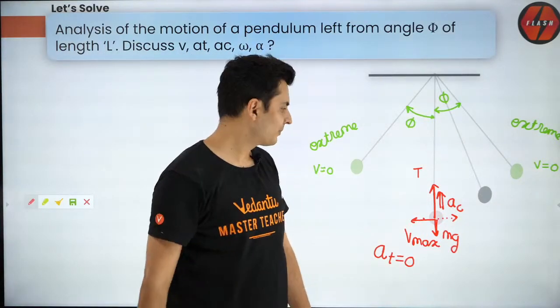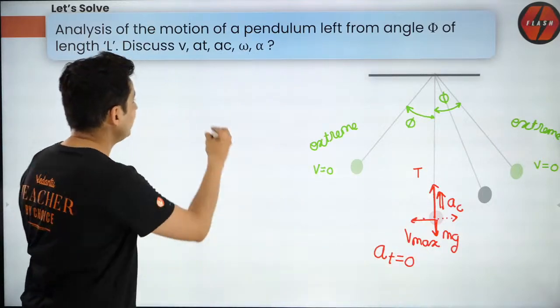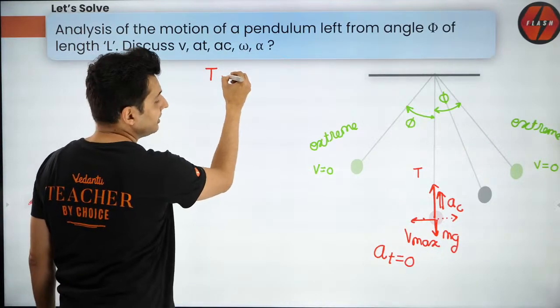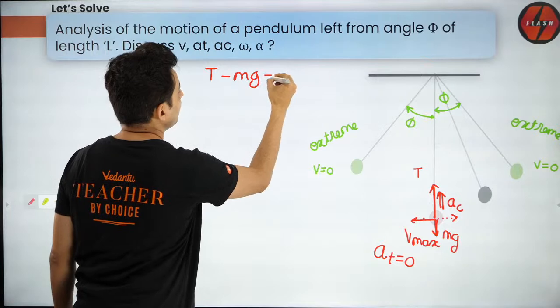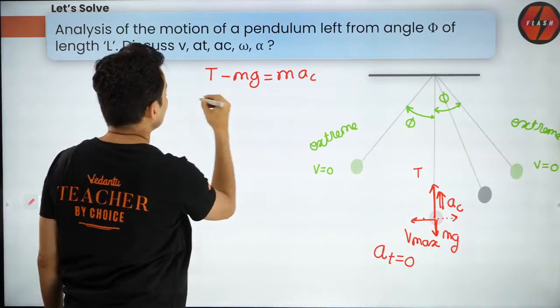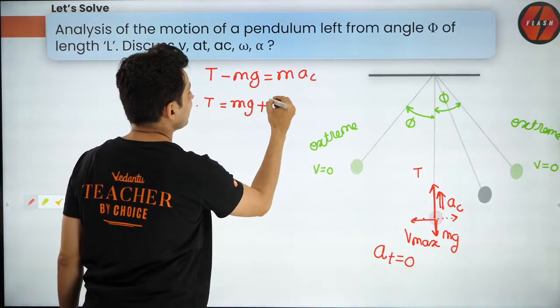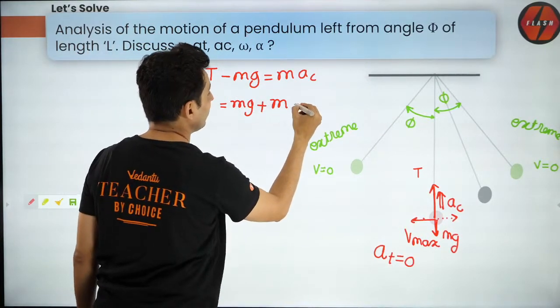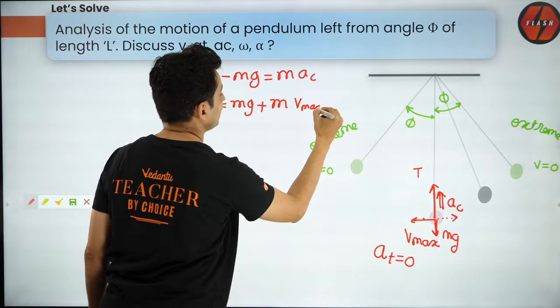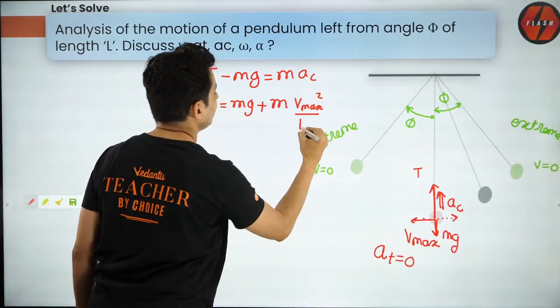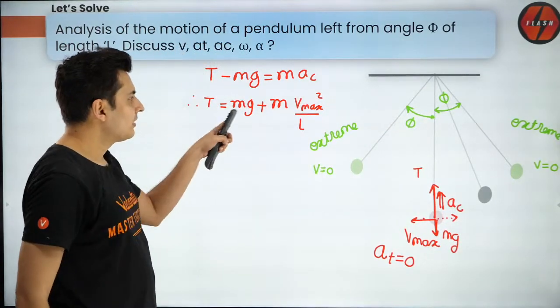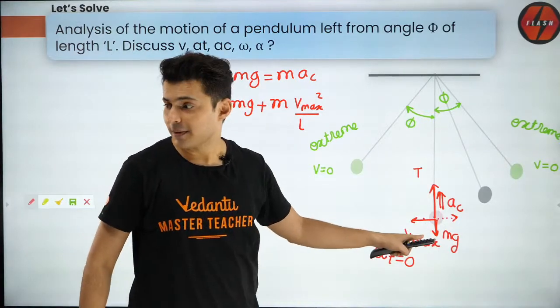Think about it. And if I had to write down the equation, it will look something like this: T minus mg is equal to m a_c. Therefore, T is equal to mg plus m a_c. And what will be a_c? It will be v_max square by L. This is how you can calculate the tension here.